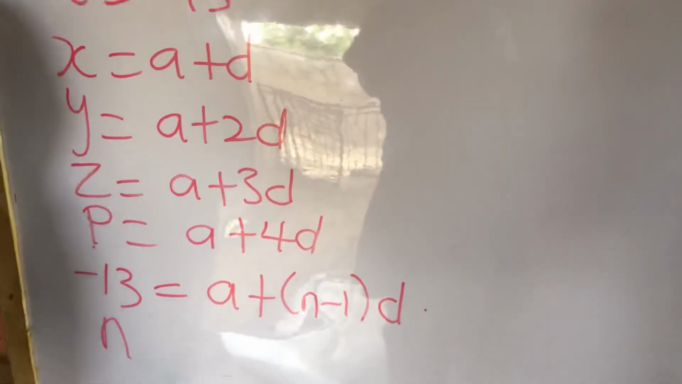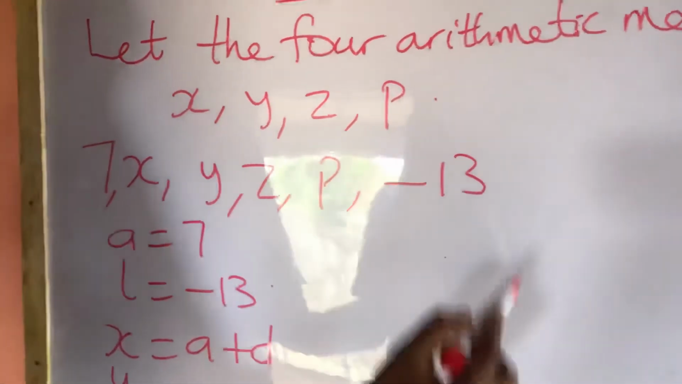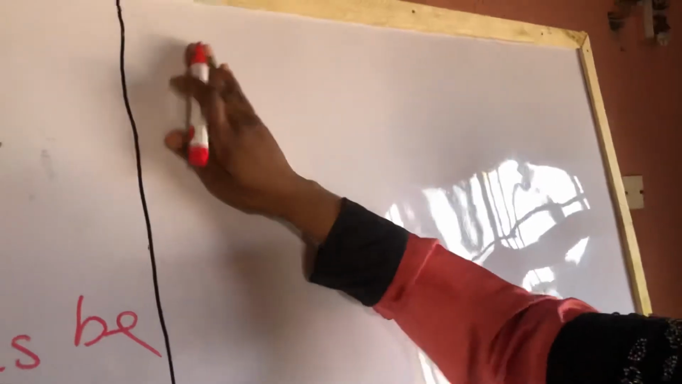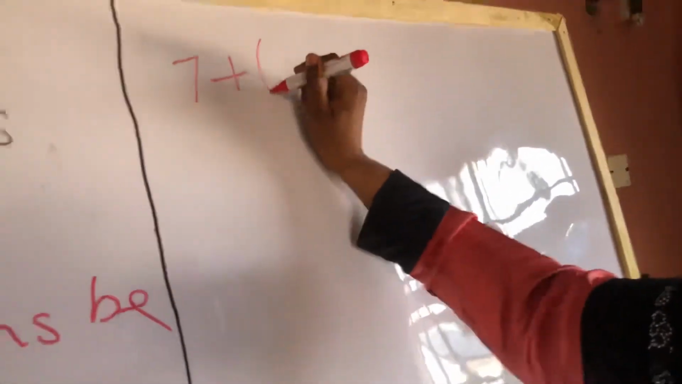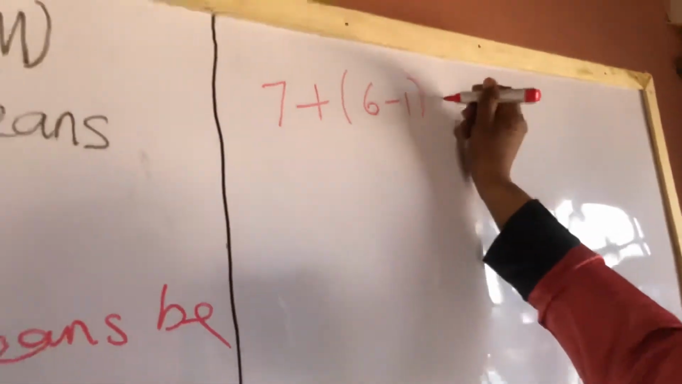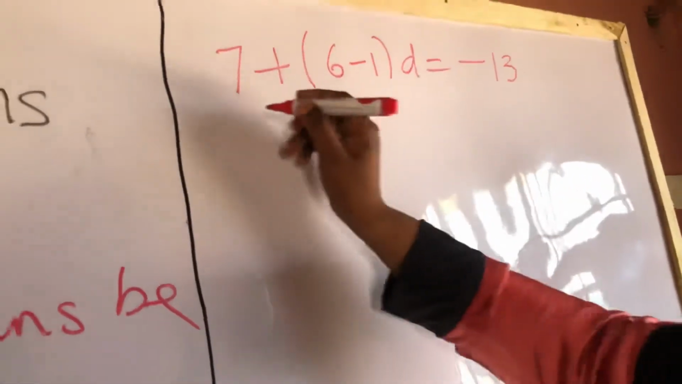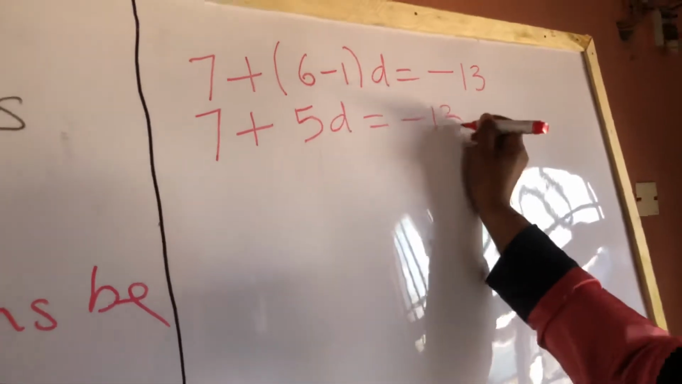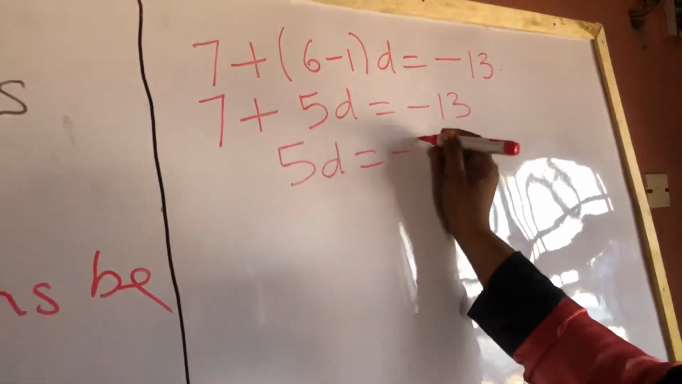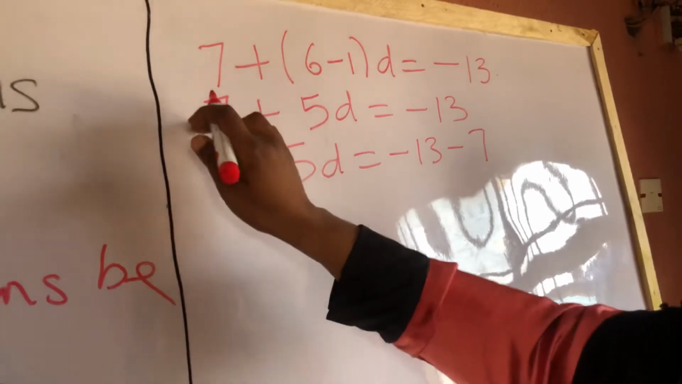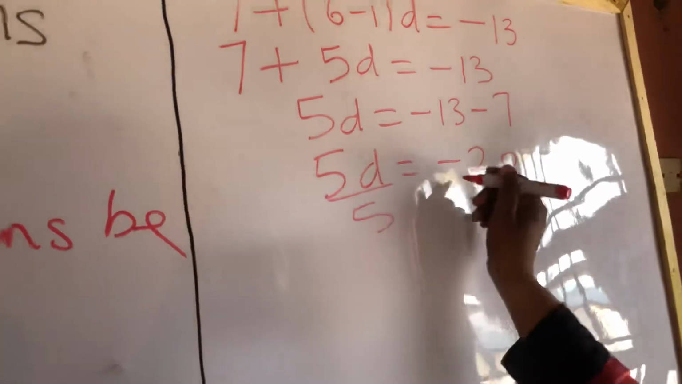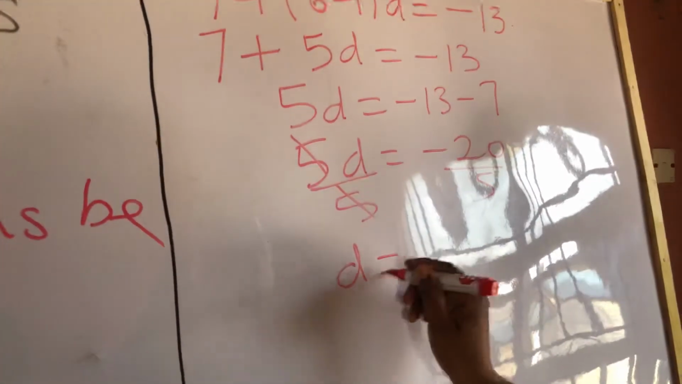And here, the number of terms will be 1, 2, 3, 4, 5, 6, which is equal to 6. Having known that, we can now substitute the value of n inside the last term. So a was given to be 7. 7 plus, open brackets, 6 minus 1, multiplied by d is equal to minus 13. So from here we have 7 plus 6 minus 1, which is 5, multiplied by d, 5d is equal to minus 13. So 5d is equal to minus 13 minus 7, so we take the 7 out. So 5d is equal to minus 20. Divide both sides by 5. So 5 cancels 5, d is equal to minus 4.